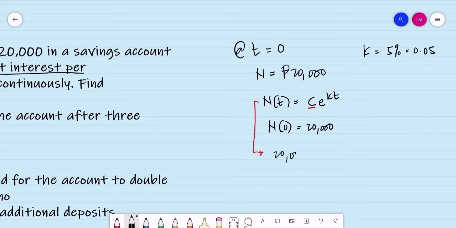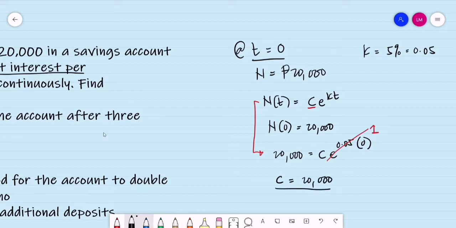This is 20,000 pesos is equal to the constant. This is e, with our rate of 0.05, or our proportionality constant, raised to our initial value at time equal to 0. Since 0.05 times 0 is 0, and any value raised to 0 is the same as 1, we can now say the value of the constant C is simply equal to 20,000 pesos.